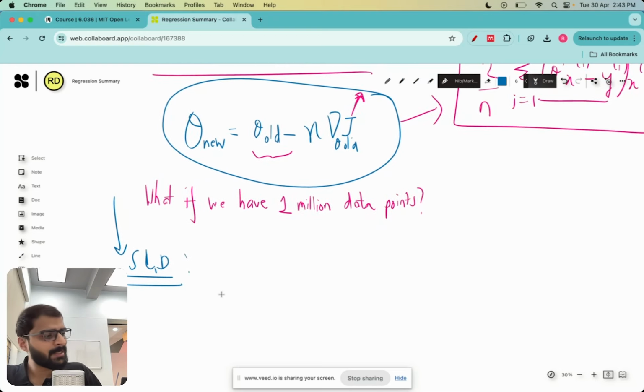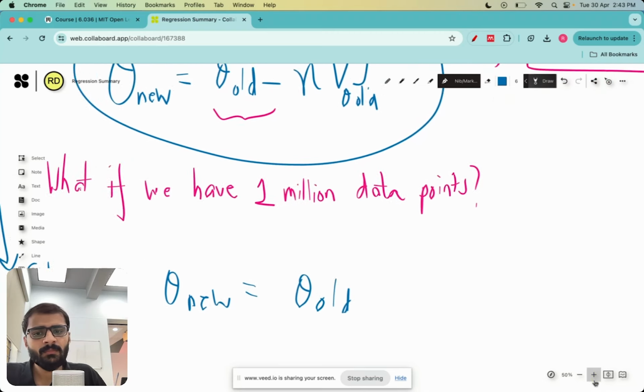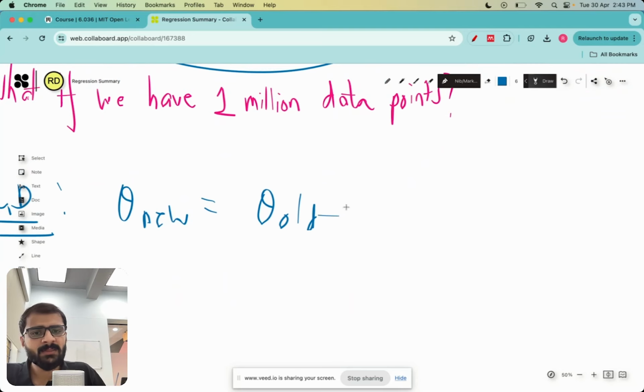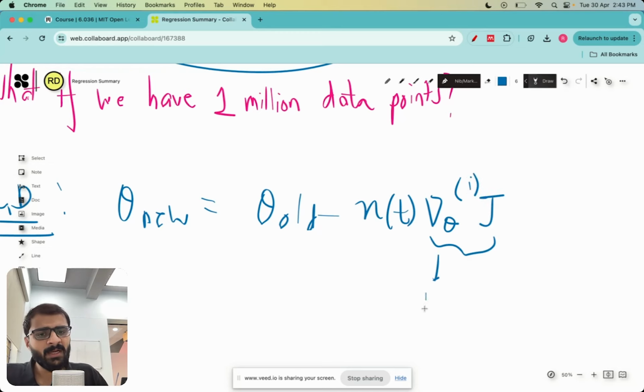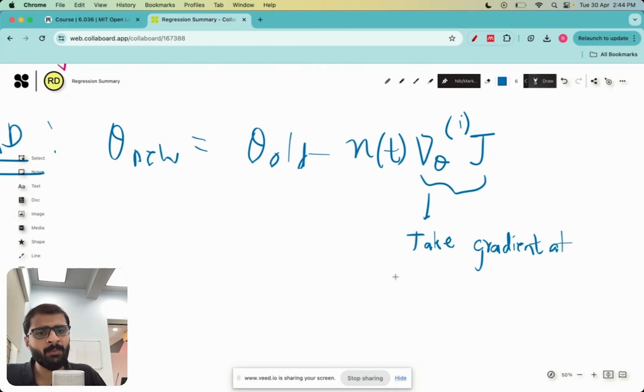So what stochastic gradient descent says is that in this iteration, theta new is equal to theta old minus the learning rate, and you take the gradient at only one point. You take the gradient of J at only one point. You do not take the summation.